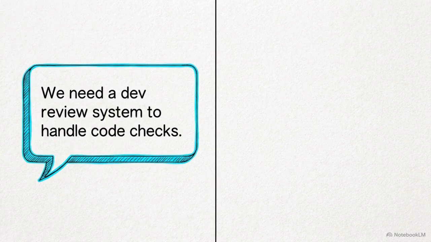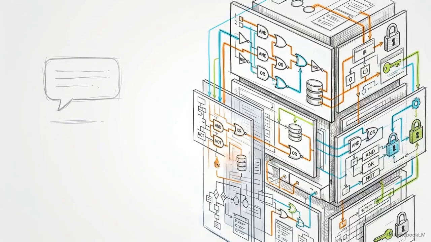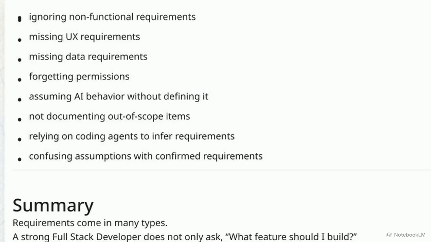Look at the difference. We started with a vague request on the left. On the right, we have a comprehensive set of requirements that address every layer of the software lifecycle. As this summary list shows, ignoring non-functional details or treating requirements as a flat feature list are common traps that lead directly to broken products.